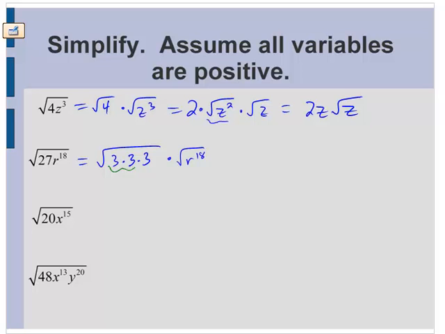I can pull out a single factor of 3. And so that would give me a 3 times the square root of 3. And then the square root of r to the 18th is r to the 9th. And so that would give me 3 r to the 9th times the square root of 3.